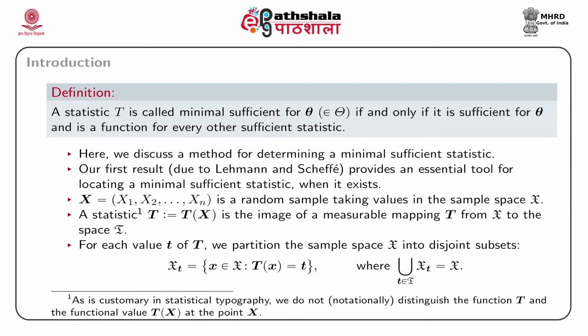Then for each small t belonging to script T, we define a set script X_t equals the set of all x such that x belongs to script X with T(x) equals t, which are disjoint subsets of script X, and also the union of such script X_t is equal to script X. In other words, the collection of subsets script X_t where t belongs to script T forms a partition of the space script X and is usually called a partition of script X induced by the statistic T. It plays a very vital role in determining a minimal sufficient statistic.